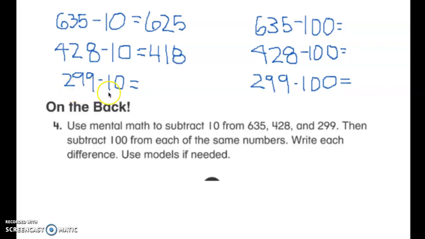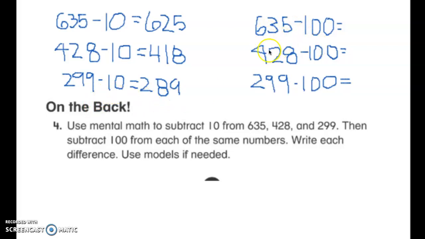Here, 299 minus 10. Our hundreds place stays the same. That is a 2. 9 minus 1 is 8. And our ones place stays the same. So 299 minus 10 is 289.